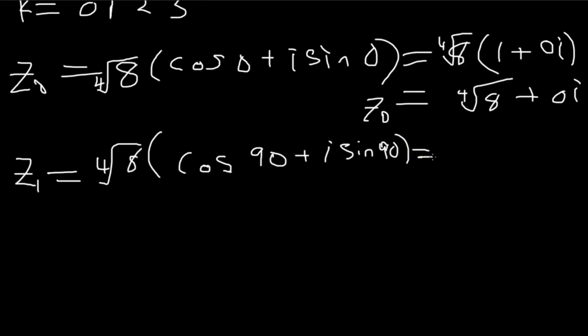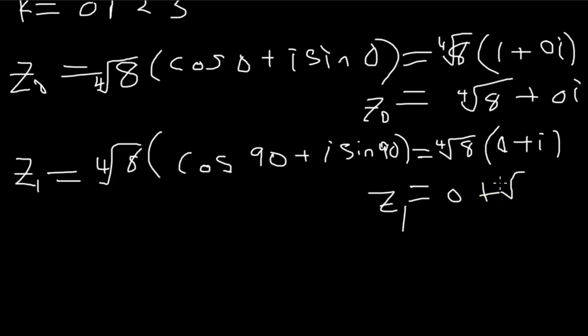So you find cos 90 is going to give you 0, and then sin 90 you get 1. So you write the fourth root of 8 there, and then cos 90 you are getting 0, then sin 90 you are getting 1, 0 plus i. Then your z1 there will give you nothing but 0 plus the fourth root of 8 i. So this is going to be your z1.